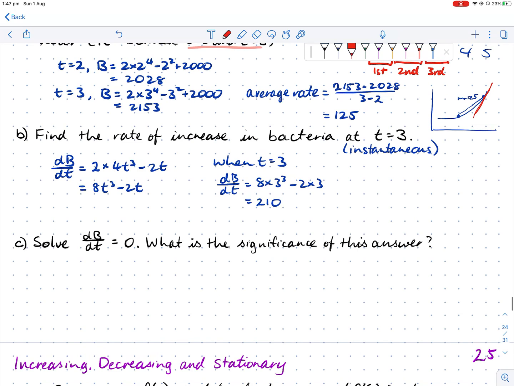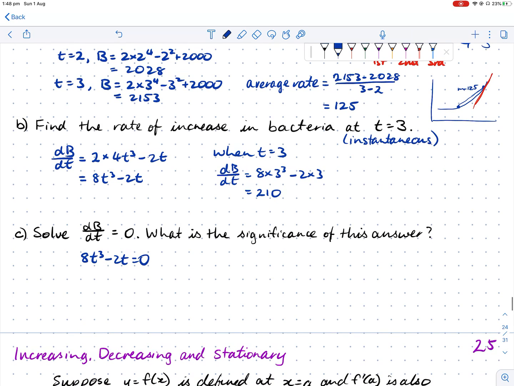Okay, last example here. Solve dB/dt equals 0. What is the significance of this answer? We've already worked out the derivative up here, so we're going to substitute in dB/dt is 0. So we've got 8t cubed minus 2t equals 0, and we want to solve this. First thing to note is you do have common factors, so let's take those out first. 2t is common, so 2t(4t squared minus 1) equals 0.